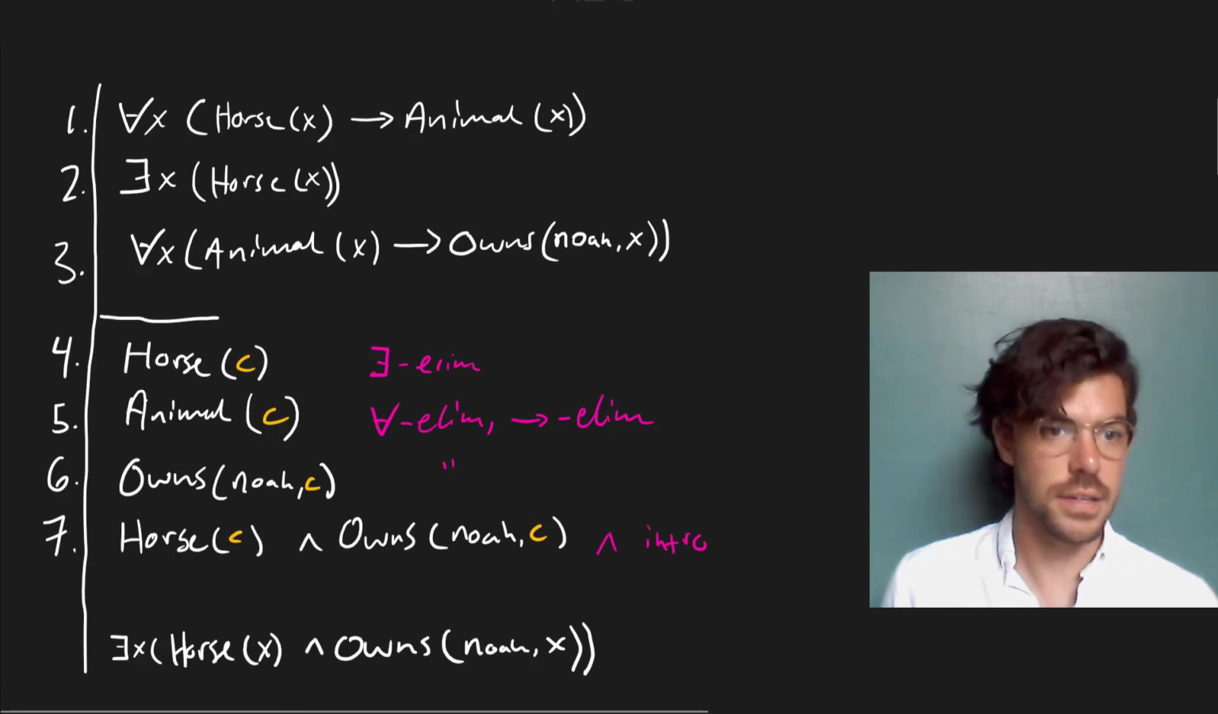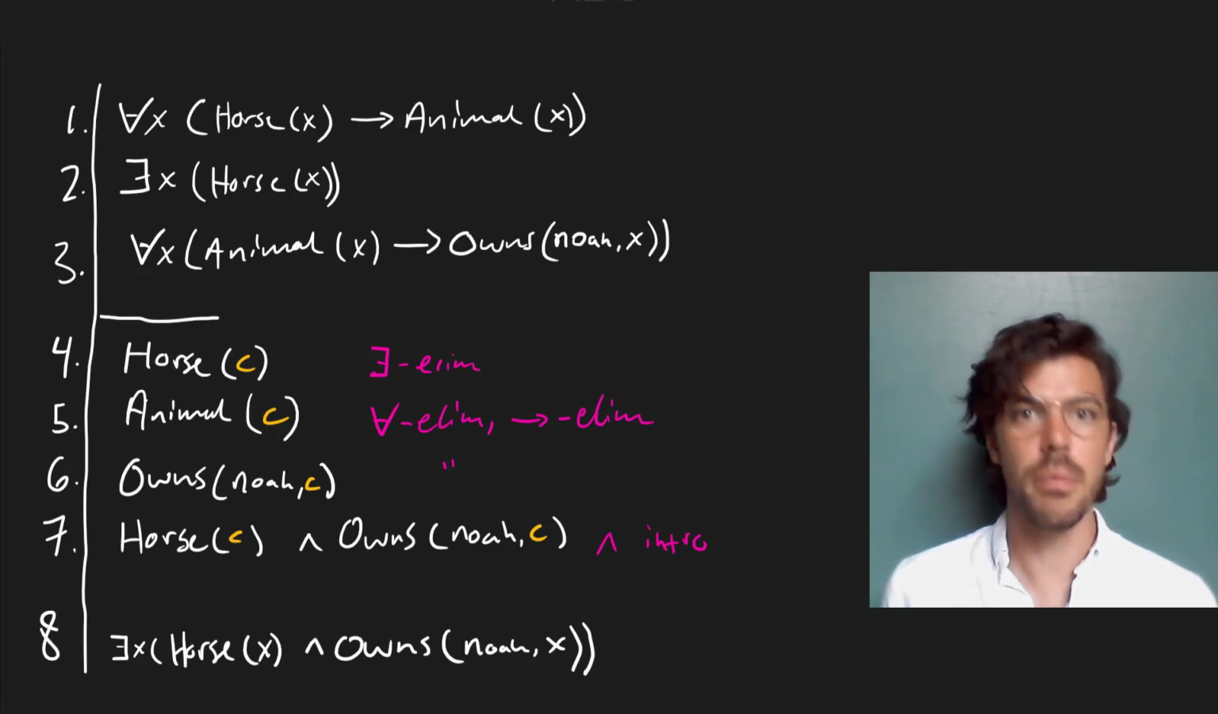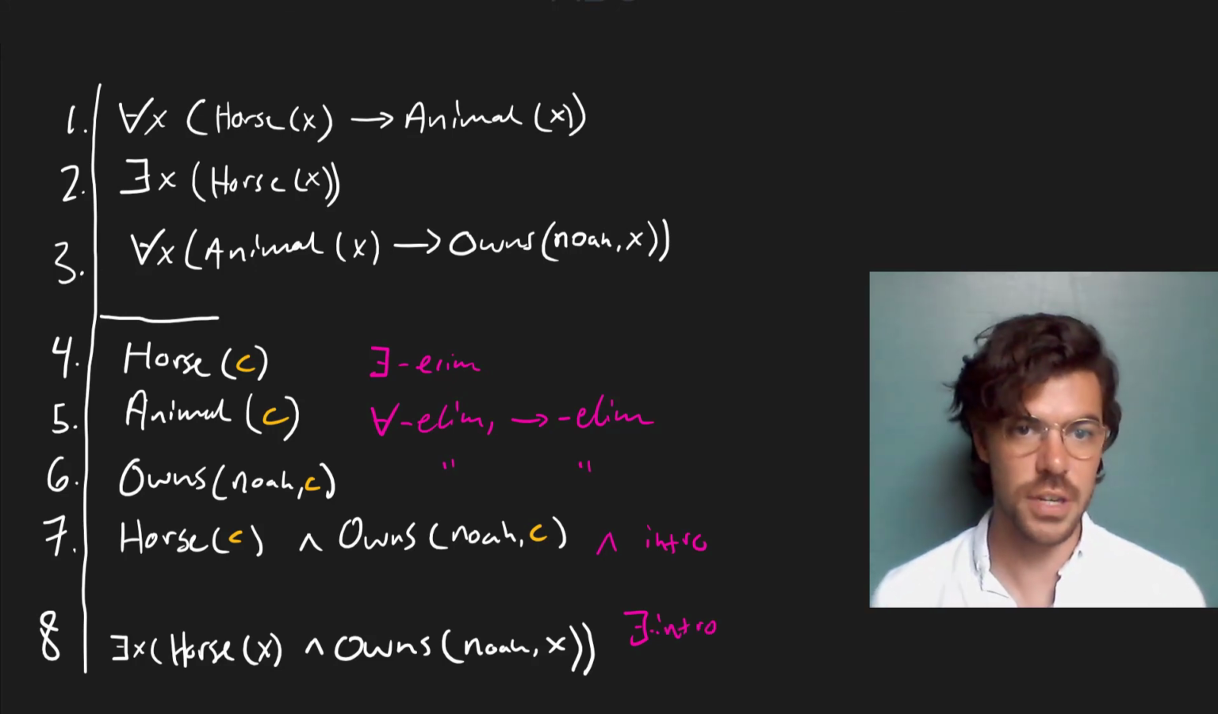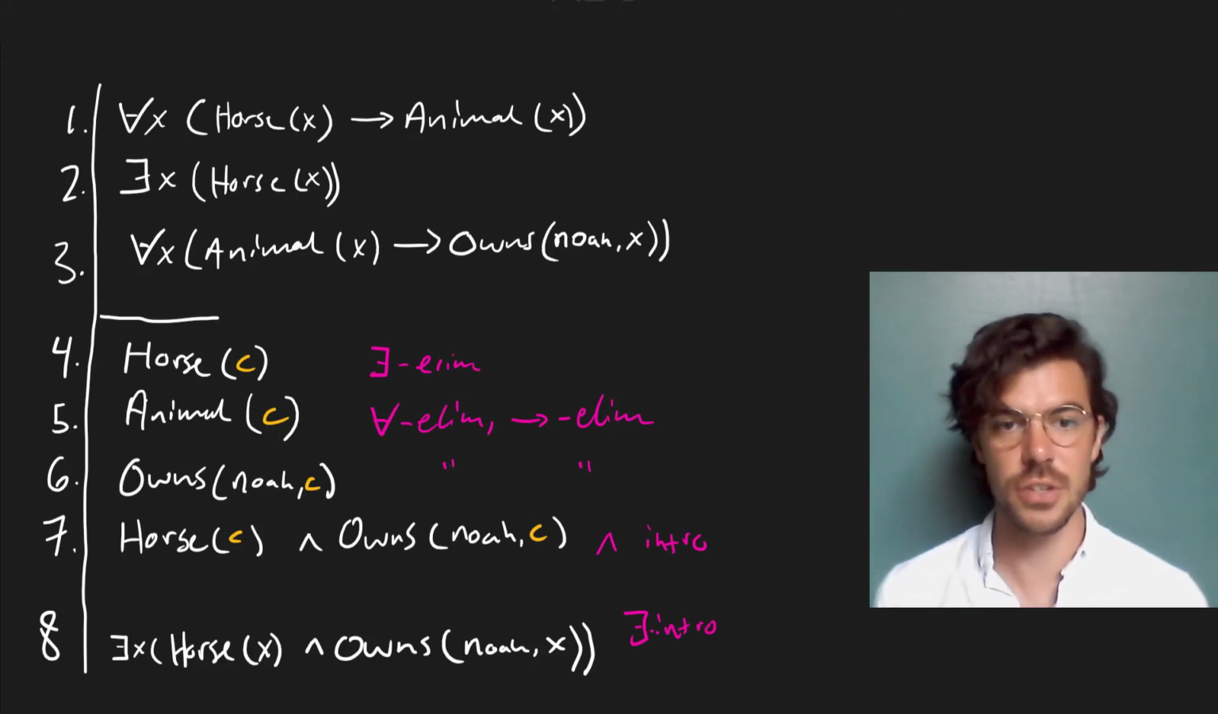And finally, down here we get 8 by a simple application of existential introduction. So there's a proof that uses existential elimination, universal elimination, and existential introduction, which are the rules for the quantifiers we've seen so far.